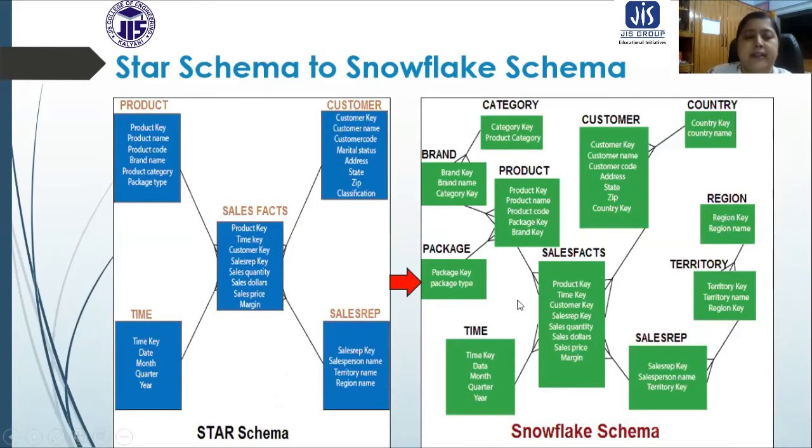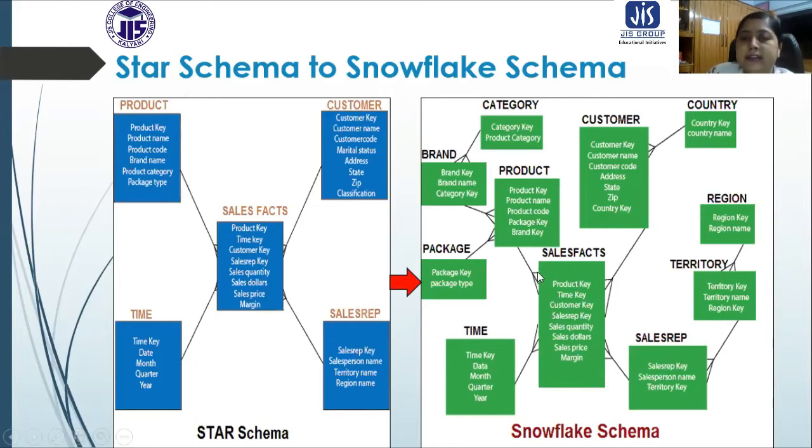Now you can see here a star schema is going to be converted into a snowflake schema. This is the star schema. In this particular star schema, we have product, customer, time, and sales representative. These are the dimensions we have, and this is the sales fact, that is the fact table. Now, the fact table stays as it is. There is no change in the fact table.